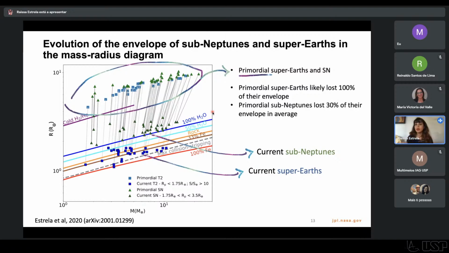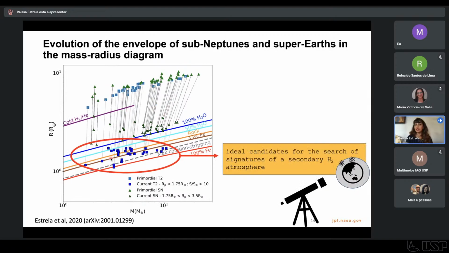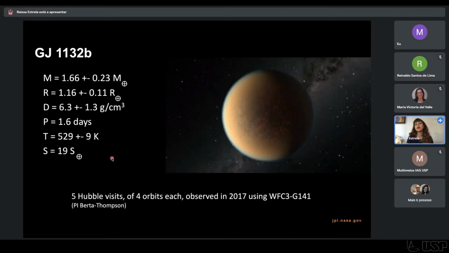Just 1% of atmospheric loss is already sufficient to cause a significant impact on radii, because when the planet loses envelope, the planet shrinks. So these super-Earths that I showed here that have high insolation, that are likely to lose all their primordial envelope, are ideal candidates for the search of a secondary atmosphere, especially a secondary atmosphere rich in light gases like hydrogen. And a great example of such a planet with high insolation, likely to have been a sub-Neptune that lost all its primordial atmosphere and became a bare rock super-Earth, is J1132b.